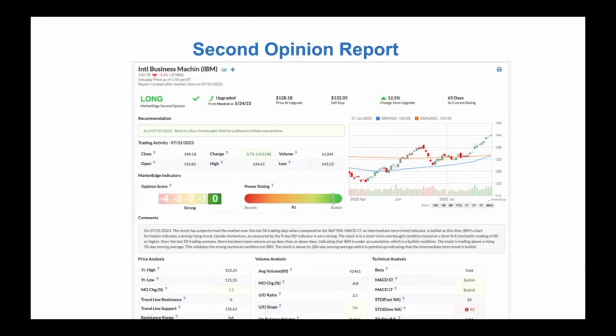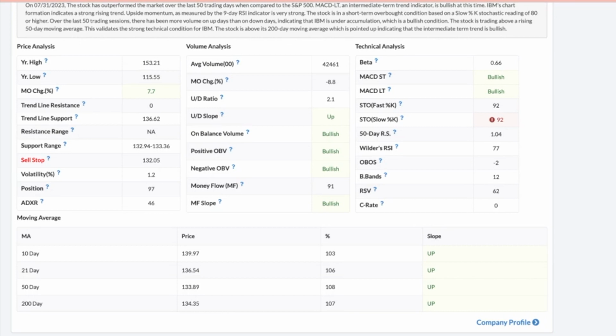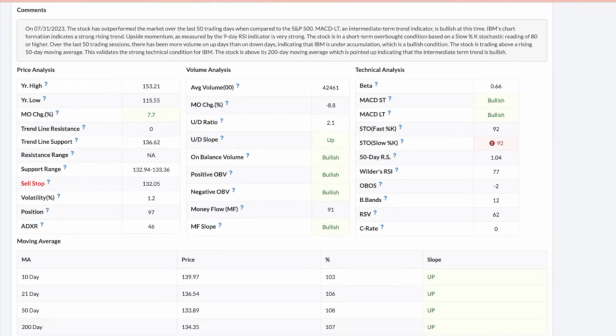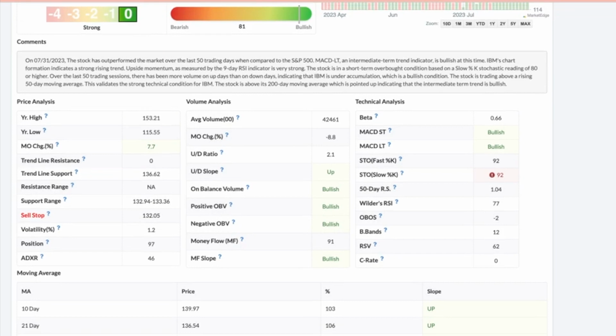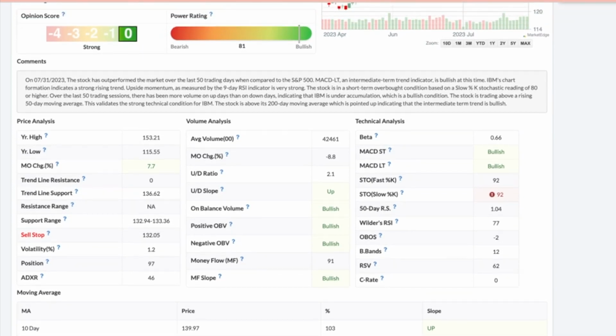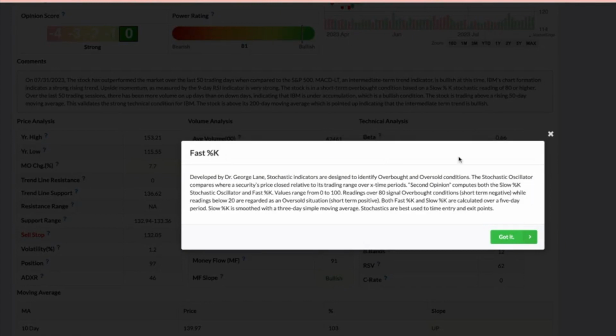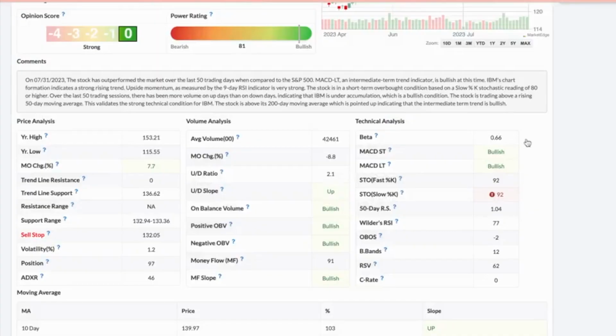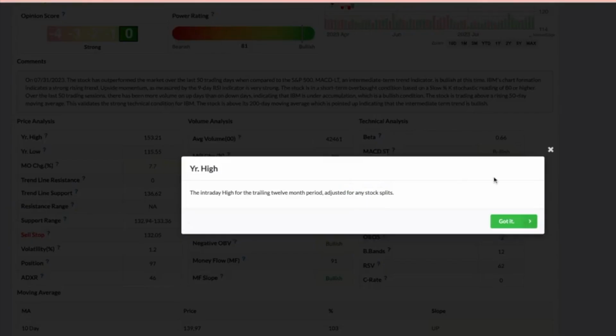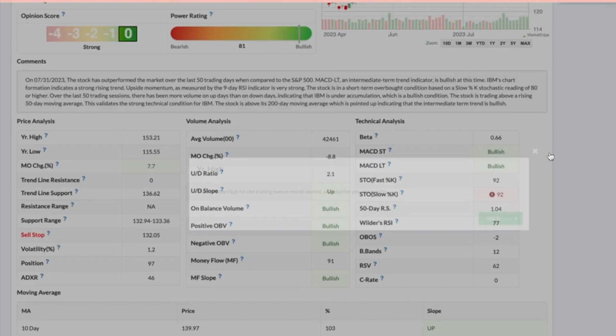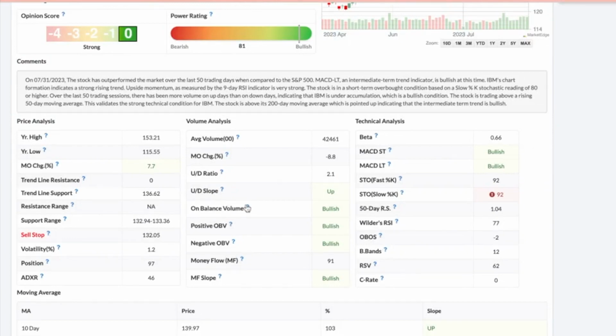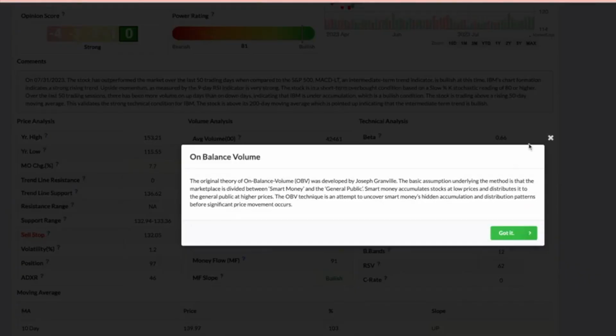All right, this is what we were talking about when I was going over the chart. This is every piece of information that you want to know or need to know about IBM. Now, a lot of these things, you have no idea what they are, and you're never going to understand them, and you don't want to understand them. If you're into it, everything that's on the second opinion report is explained in English in our glossary. If you click next to the indicator, there's the explanation. If you notice, there's a question mark next to every indicator, so you can get a full English explanation on everything on the second opinion report.